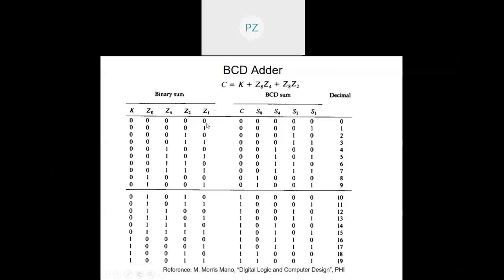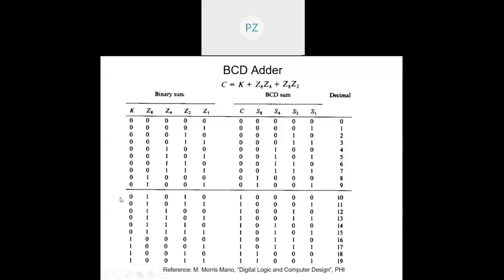Whenever I am getting the binary sum as 0, I keep it 0. Whenever I am getting the sum as 1, I keep it 1. The same thing continues till 9. Fine. Now, when the decimal sum becomes 10, instead of writing 1010, I must write it in BCD sum, which is 1 for this and 000 for these.